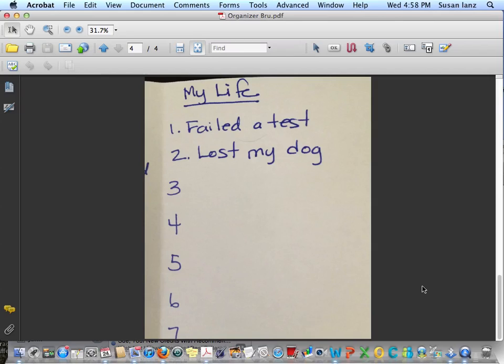Please continue this until you have at least 8 to 10 on each column of this foldable. When you're done, you'll be ready to write your story.